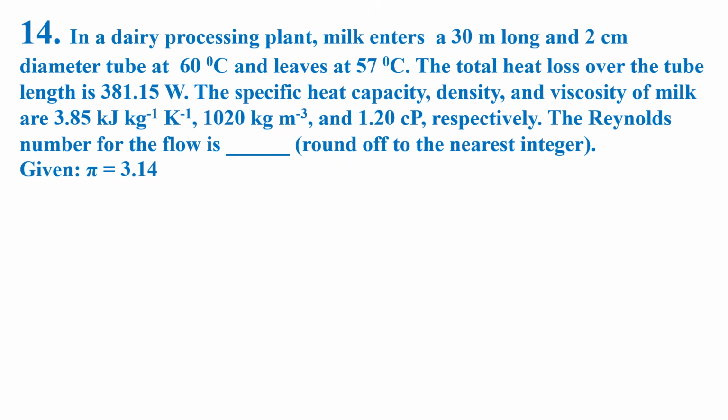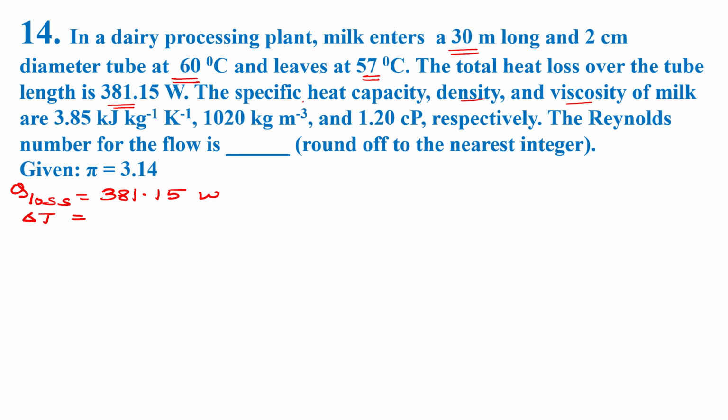Diameter tube at 60 degrees Celsius, leaves at 57 degrees Celsius, heat loss is 381, and specific heat with density and viscosity is given to us. We have to find out the Reynolds number for the flow will be how much. So first of all, let us write what are the things given to us. So Q loss is given, that is 381.15. Temperature difference will be how much? It is 60 degrees Celsius minus 57 degrees Celsius, that is 3 degrees Celsius is my temperature difference.